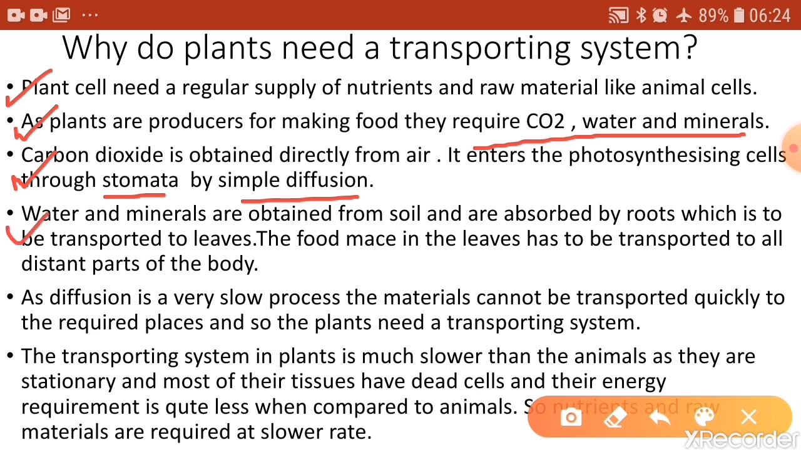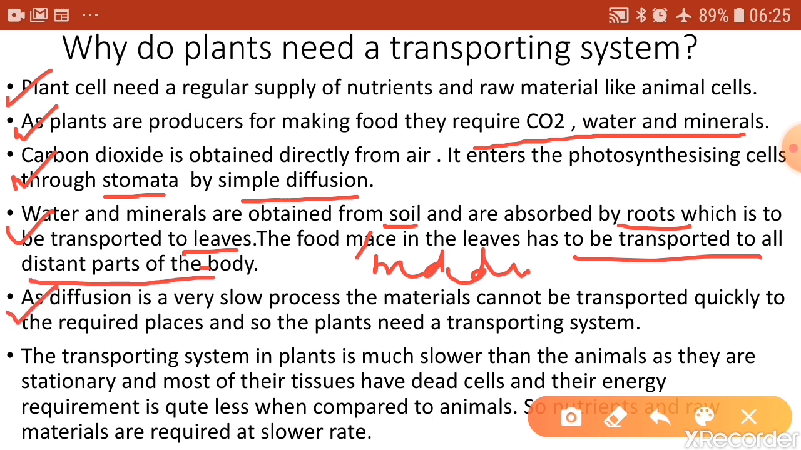Water and minerals are obtained from the soil and they are absorbed by the roots, right? And then they are transported to the leaves. The food made in the leaves has to be transported to distant parts of the plants. This is a very important point: as diffusion is a very slow process, the materials cannot be transported quickly, and so the plants need a transporting system.